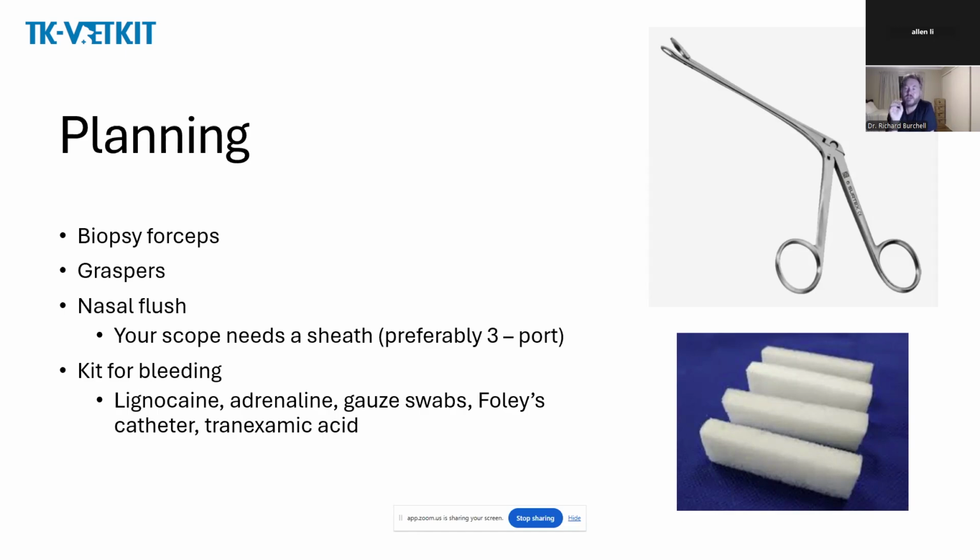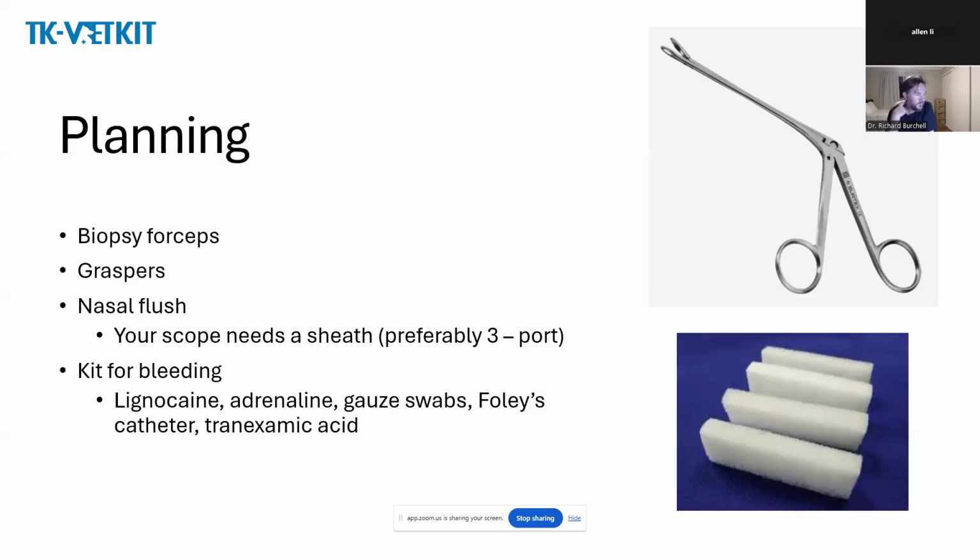I strongly recommend that you use forceps like these for biopsies, because you often get such tiny samples from the biopsy forceps that feed down the sheath that the pathologist just sits on the fence. So have some decent ones. Not a bad idea to have some graspers that go down your scope. You might see a foreign body that you want to pull out.